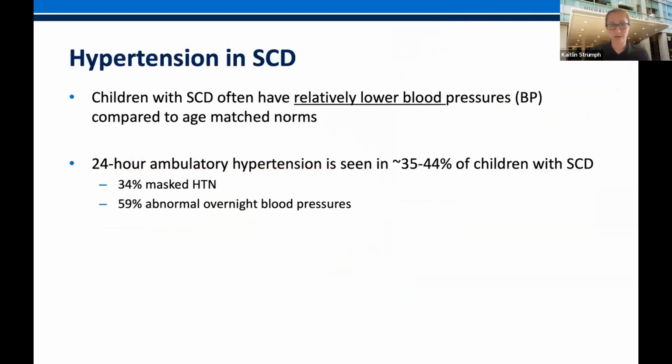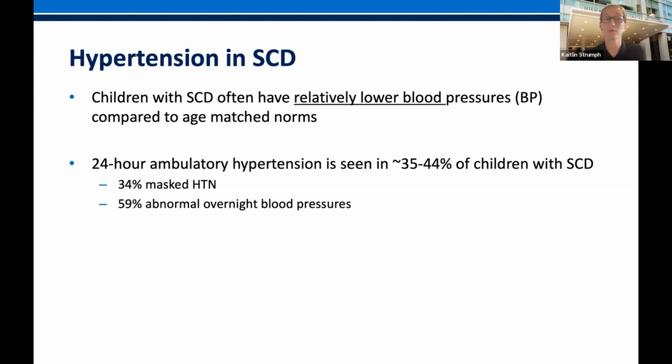So in particular, I'm just going to talk about hypertension for a second. Children with sickle cell often have relatively lower blood pressures compared to age-matched norms. And on top of that, if you look at 24-hour ambulatory hypertension, which is when patients get a blood pressure cuff that they wear for 24 hours, and they look to see if they have hypertension both over the 24 hours and also overnight, what they've seen is that 35 to 44% of children with sickle cell do have ambulatory hypertension.